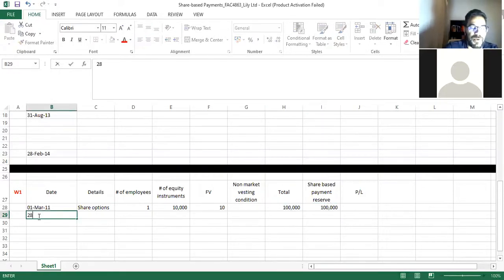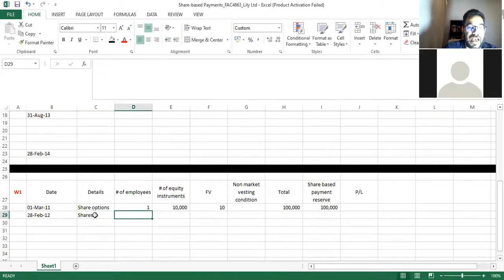Then on 28 February. So remember, you don't have to recognize anything on 1 March. Technically speaking, you'll recognize something on 1 March 2011, but there's no need to, because remember, 1 March 2011 still falls in the financial year ended 28 February 2012. So on 28 February 2012, that's the only time we can recognize the shares.